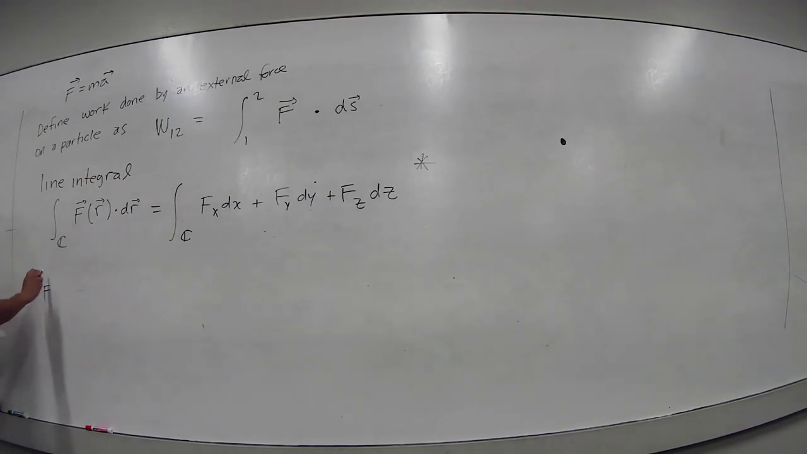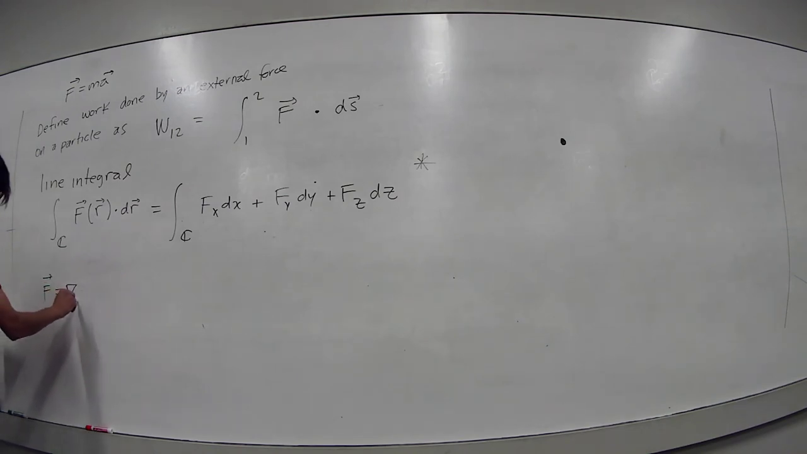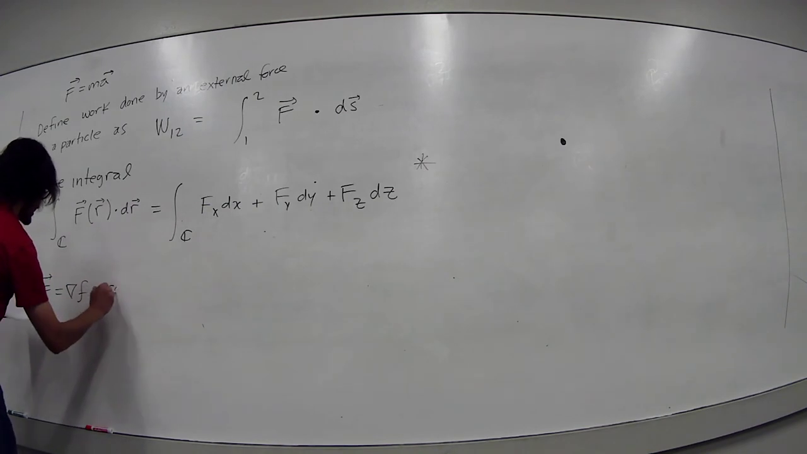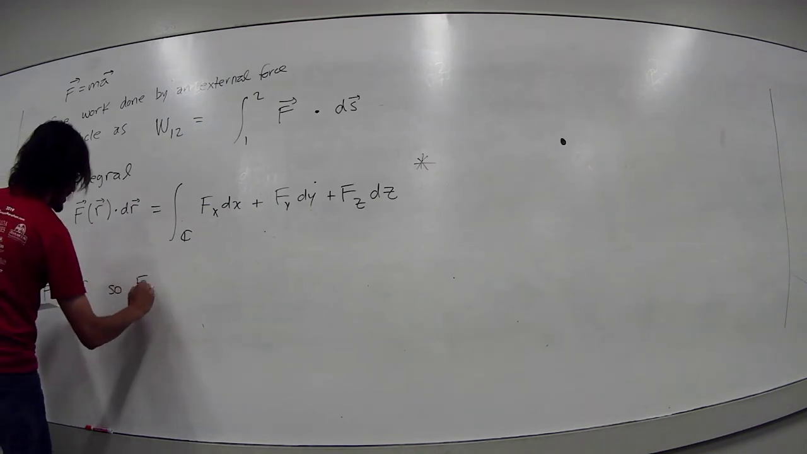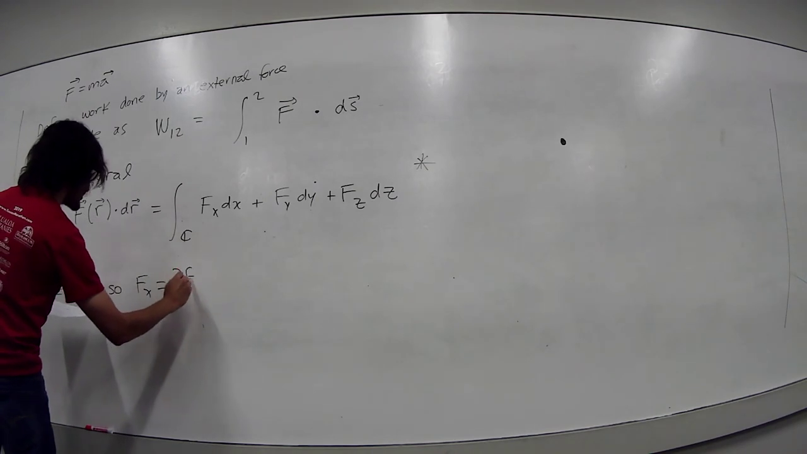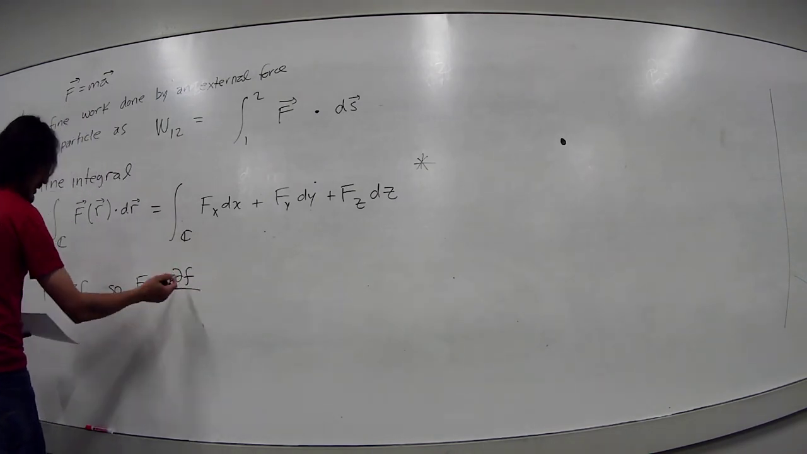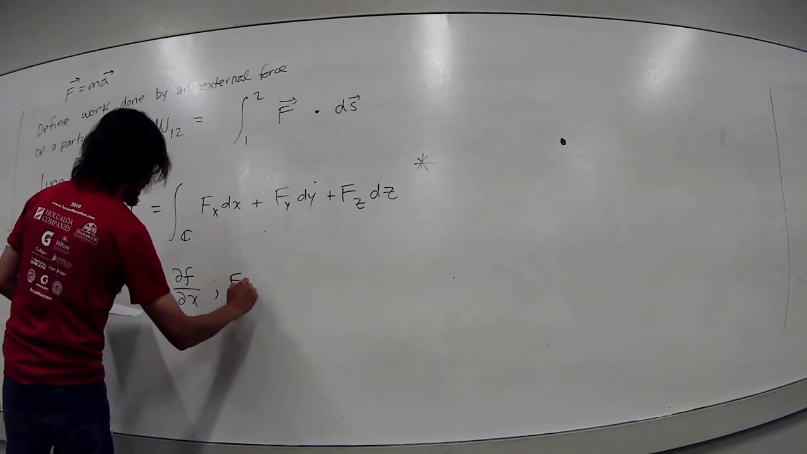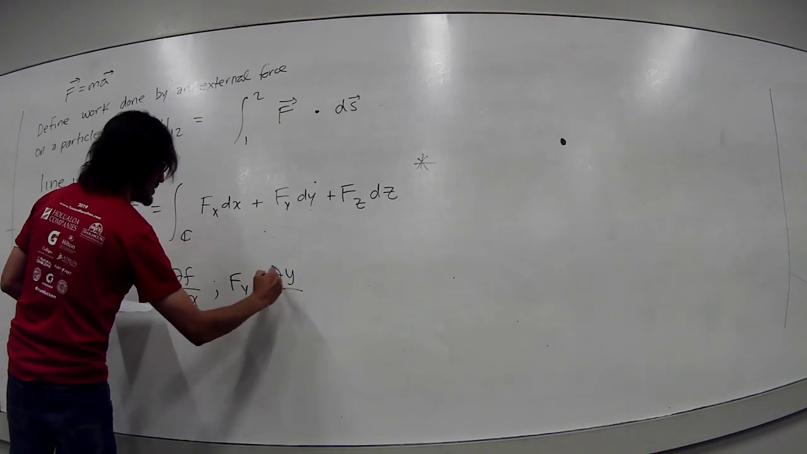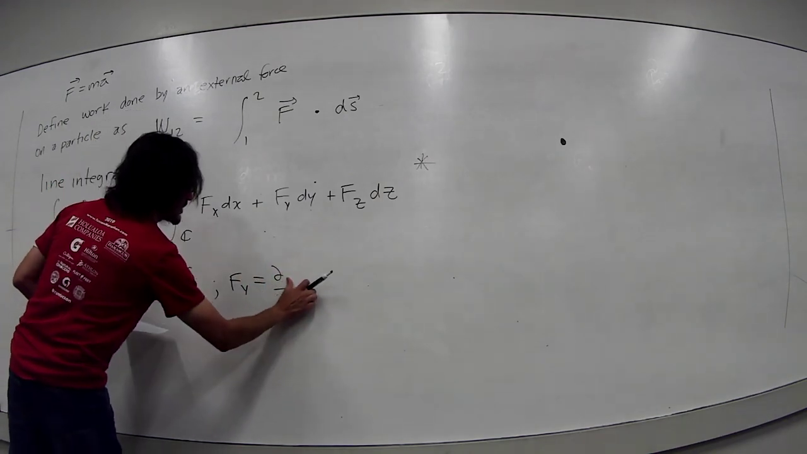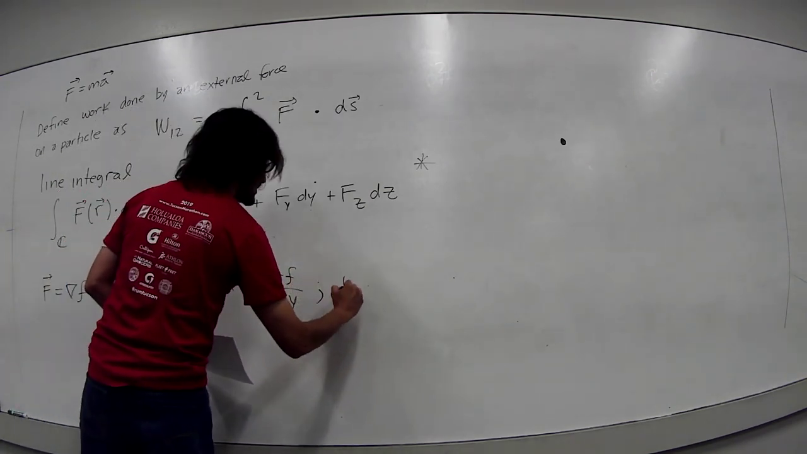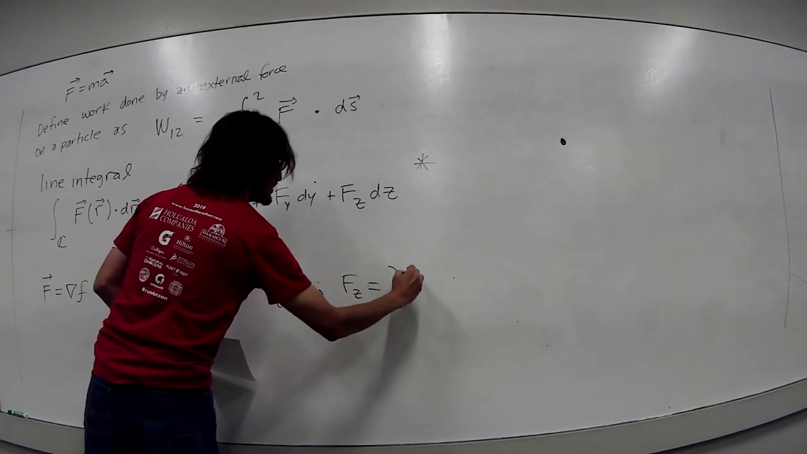So the force is the gradient of some function f. So F_x is the partial derivative of small f with respect to x. F_y, similarly, is the partial derivative of f with respect to y, and same thing for z.